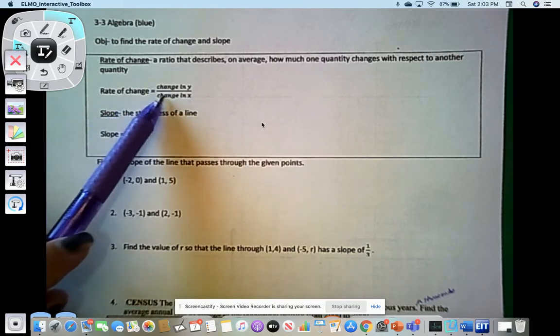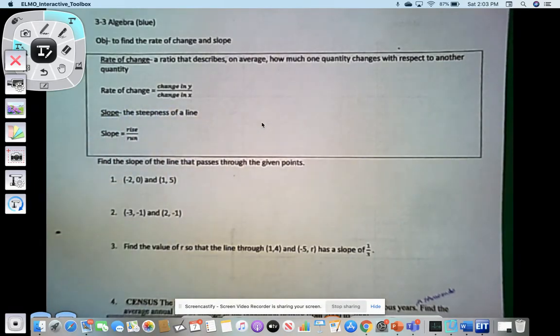Since slope and rate of change are change in y over change in x, how do we determine how something changes? Well, we subtract. For example, if I said, how much taller are you now than you were in 6th grade? You would figure out what your height is now and what your height was in 6th grade, and you would subtract them, and that's how you can compare it. So when we're talking about the change in something, it's subtraction.